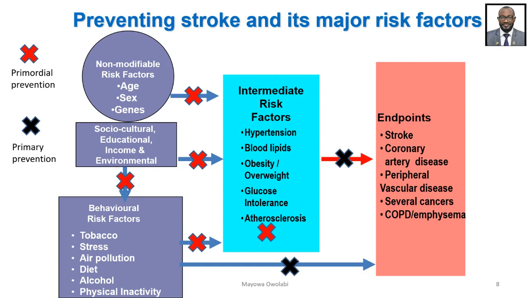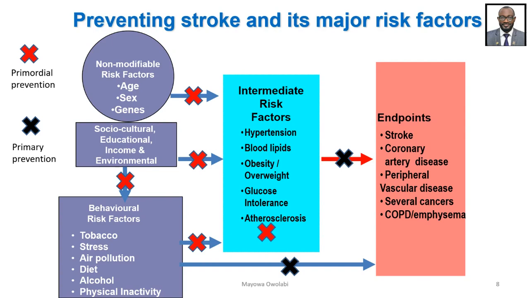And eventually, this then leads to the endpoints: coronary artery disease, stroke, peripheral vascular disease, cerebral cancers, and COPD. And this is why, because of the shared risk factors, primordial prevention of stroke has a collateral beneficial effect of preventing other non-communicable diseases. And so this is critically important.